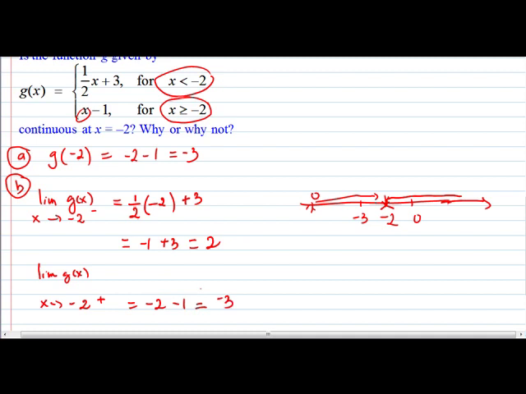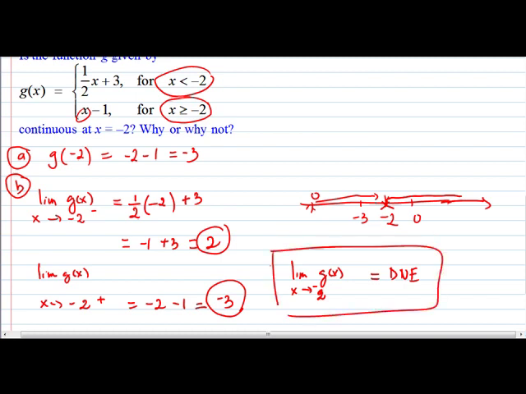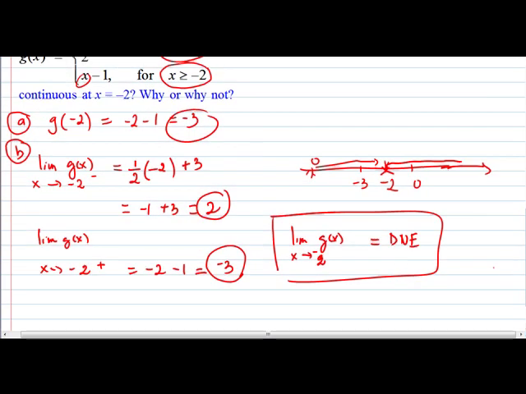You see, the limit from the left is not the same as the limit from the right. Therefore, the overall limit does not exist. So that means because the limit of g does not exist, this portion here is not equal to the output. So therefore, the answer is no. My function is not continuous at minus 2.